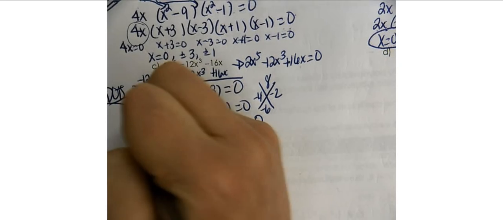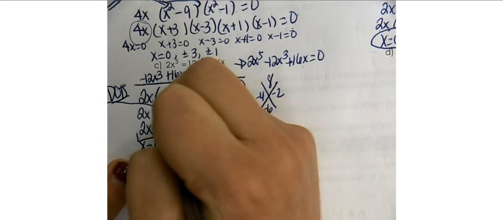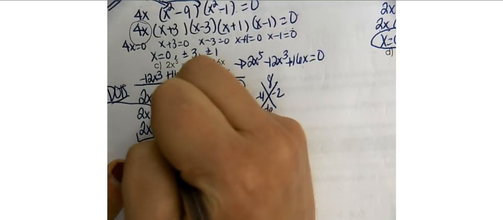Any part containing a variable is set equal to 0. So the 2x will produce 0. Then x plus 2, x minus 2 will produce plus or minus 2.